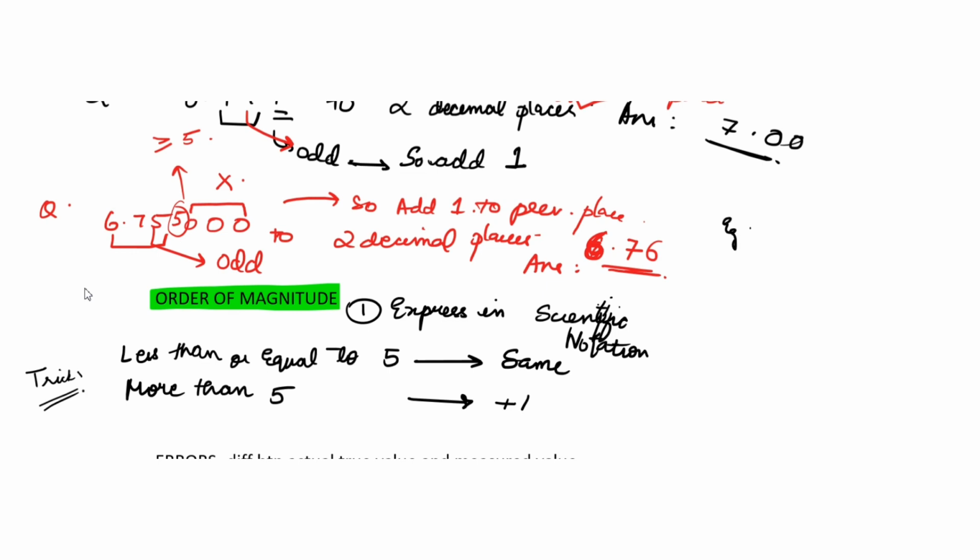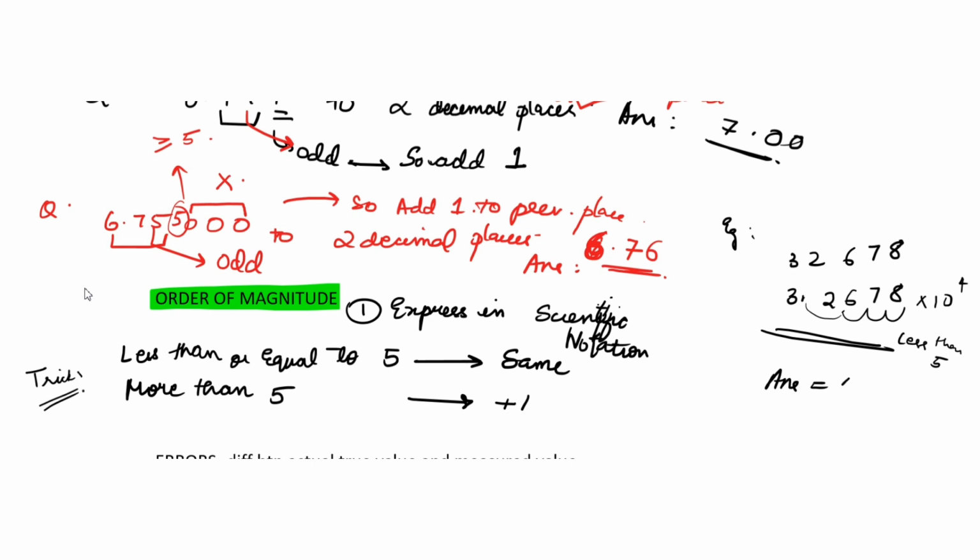Okay, let me give you an example. Take the number 32678. First step, writing in scientific notation. So it becomes 3.2678 into 10 power 4. I hope all of you know how to write in scientific notation. Look at the number part, it's 3.2 and so on. This is a number less than 5, so you don't have to make any changes. The order of magnitude is just the number which is on top of 10. So the answer is 4.